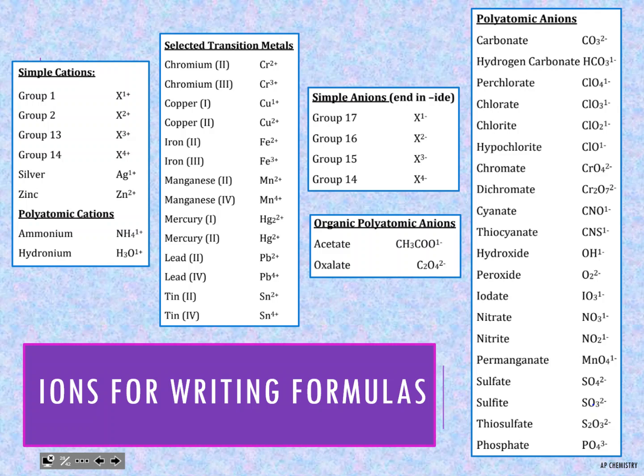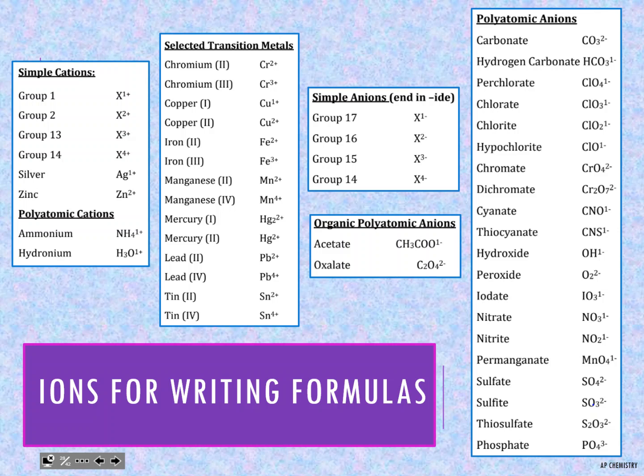The simple anions, group 17, 16, 15, and 14. So 17 is the halogens, 16 is the oxygen group, 15 is the nitrogen group, -1, -2, -3. Group 14 is the carbon group. Occasionally they form an ionic compound, but most of the ones in the carbon group do covalent bonding, or sharing of electrons. So you won't see group 14 being used too frequently. Then the polyatomic ions over here.